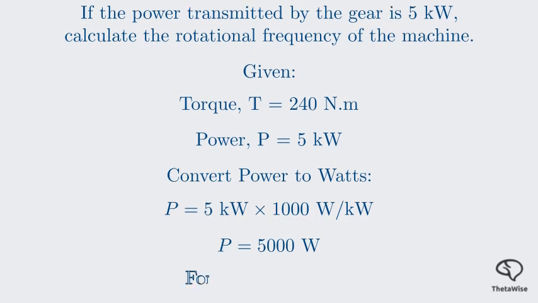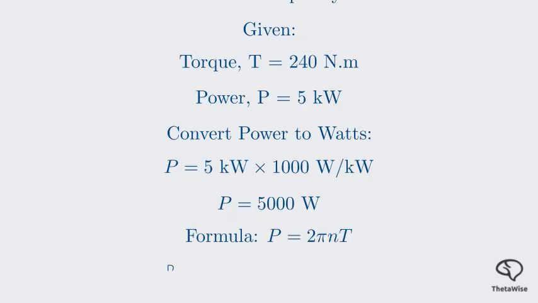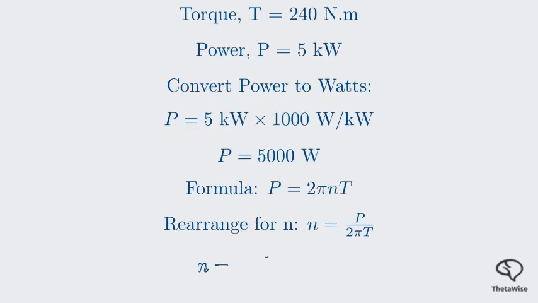Now we'll use our familiar power formula, P equals 2 pi NT. Our goal is to solve for N. Rearranging the formula to isolate N, we get N equals P divided by 2 pi T. We need to divide the power by 2 pi and the torque. Now we substitute our known values into the rearranged formula.